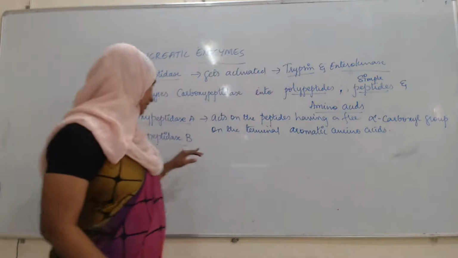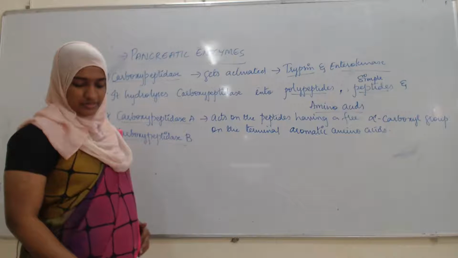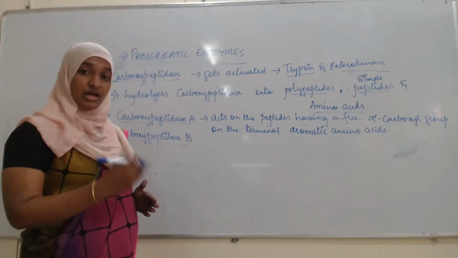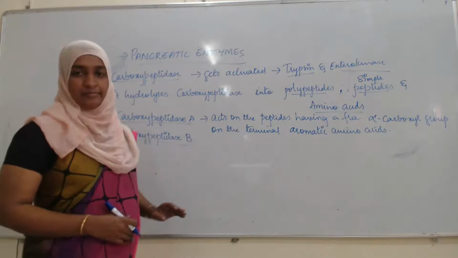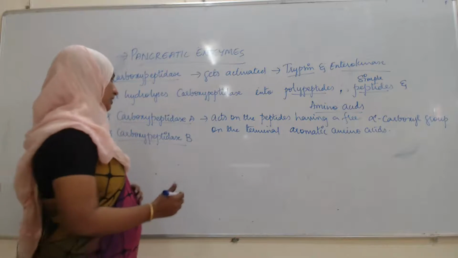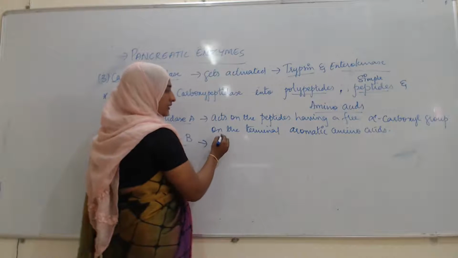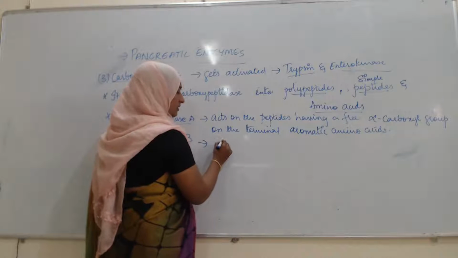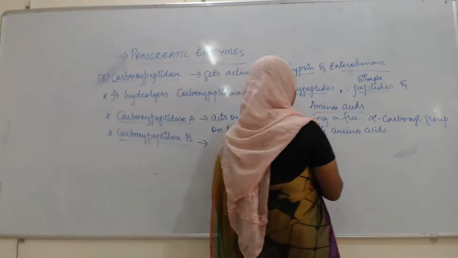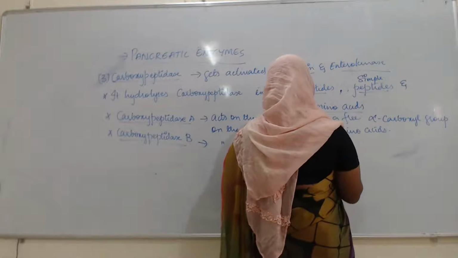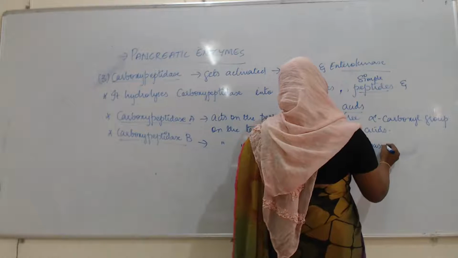The next one here, carboxypeptidase B. This carboxypeptidase B acts on the peptides having a free alpha carboxyl group on a terminal basic amino acid, not aromatic, on the terminal basic amino acid.